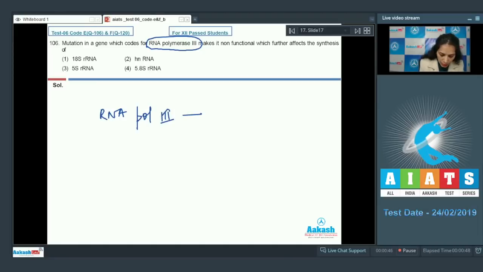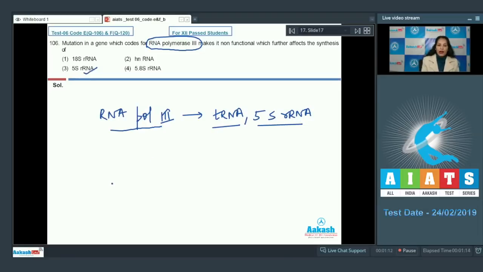RNA polymerase III codes for tRNA, 5S rRNA, and other RNAs such as small cytoplasmic RNAs. So, if there is mutation in the gene which codes for RNA polymerase III, then there will be no synthesis of tRNA and 5S rRNA. So this is the correct one.